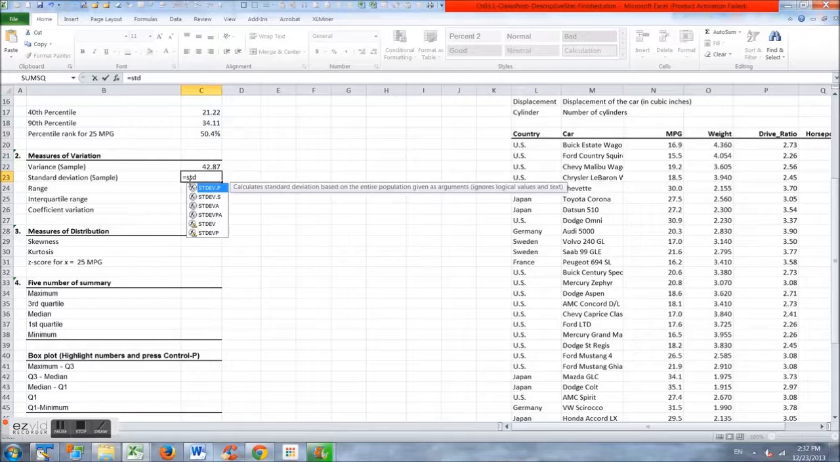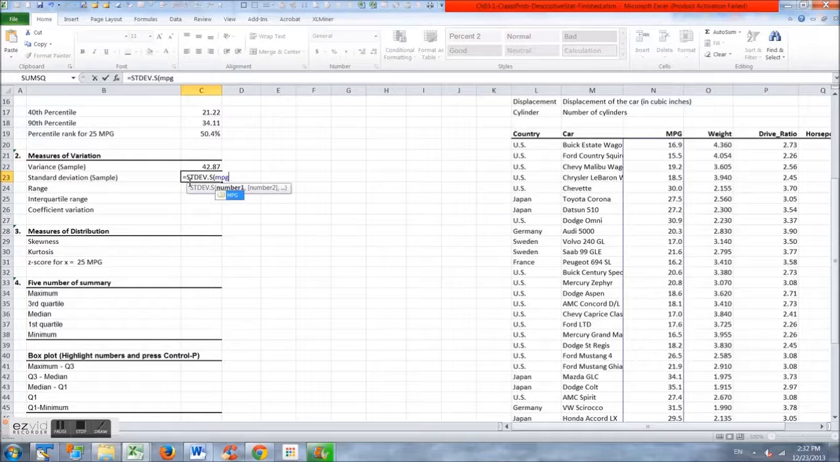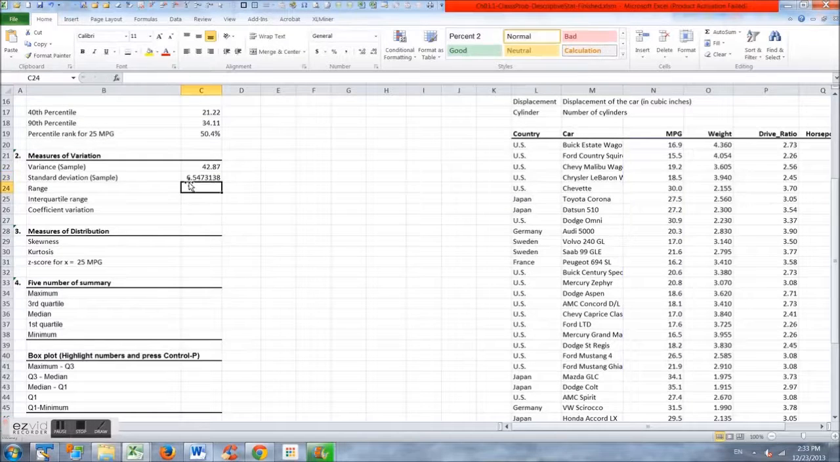The square root of that is the standard deviation, so we can use the square root function to find the standard deviation, or you can use the standard deviation function. Again, it is STDEV.P for population and .S for sample. So selecting MPG gives us the standard deviation of MPG.